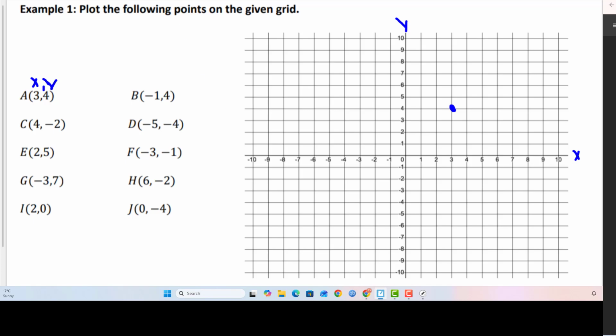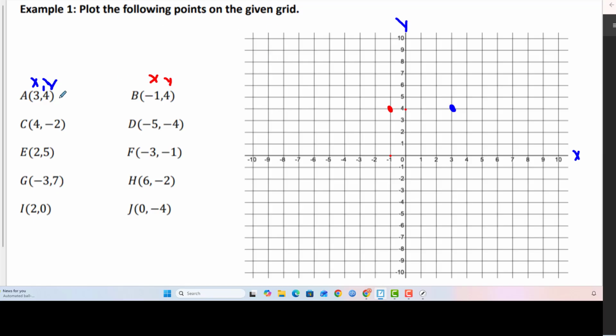Let's do B, once again, x and y. In this case, we have -1 for our x-axis, so -1 is here. And we have +4 for our y-axis, so +4 is here. And we know that these points are going to intersect at this point right over there. So this is our answer there, and I'm going to get rid of these arrows so you can see what's happening. And there you go. So we got our B point, A point.